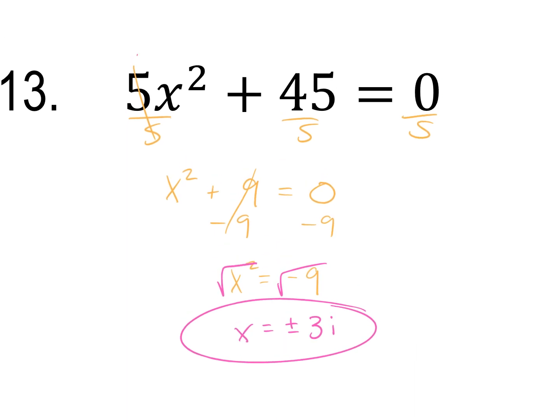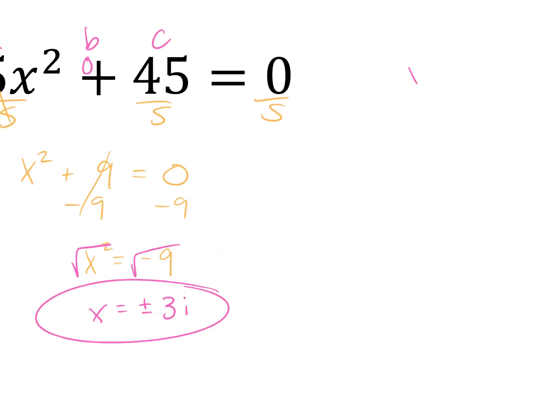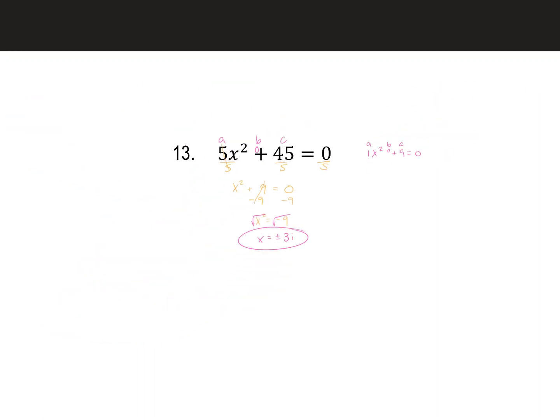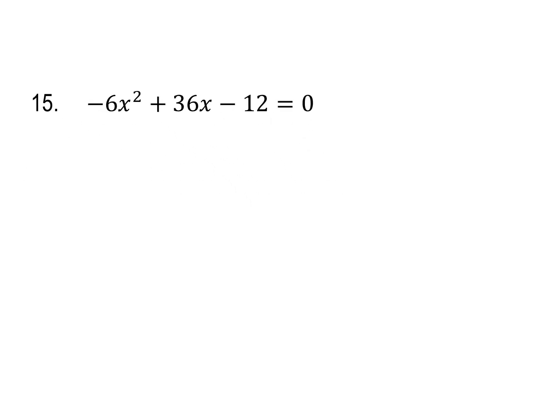So you could make this your a. You don't have a b, so your b would be 0, and this would be your c. Or you could take out the GCF first like we did, and we had x squared plus 9 equals 0. So your a would be 1, your b is still 0, and c would be 9. I would always take out the GCF first if you have one, to make plugging into the quadratic formula easier. All right, lastly, let's look at 15.